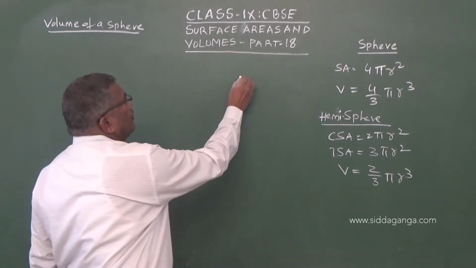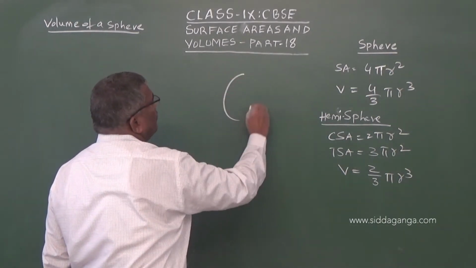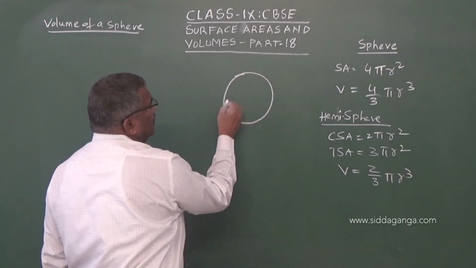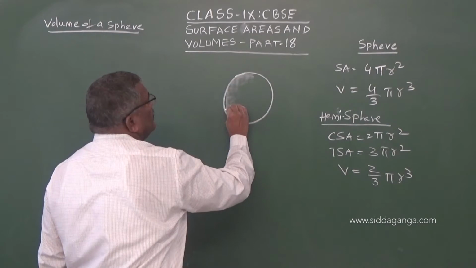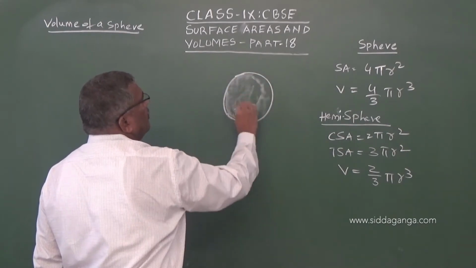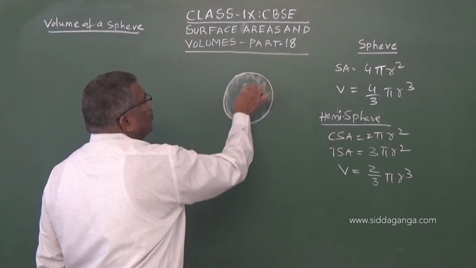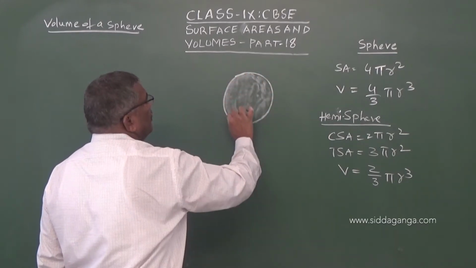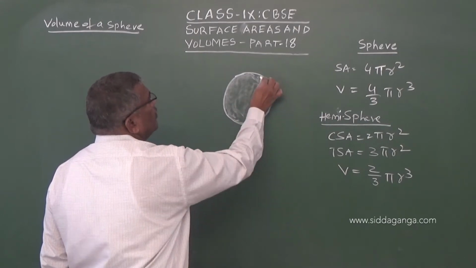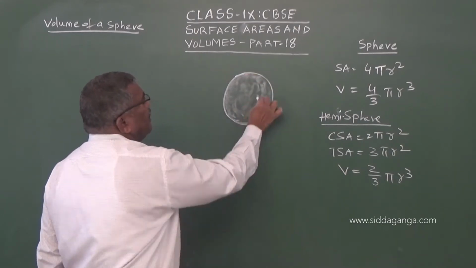See, one of the best examples you all can understand is the shot put ball. It is a sphere, a solid sphere, and you might have used it in the playground.